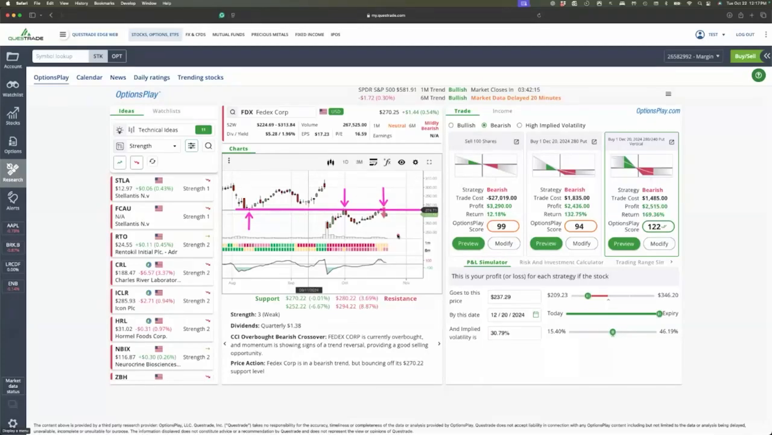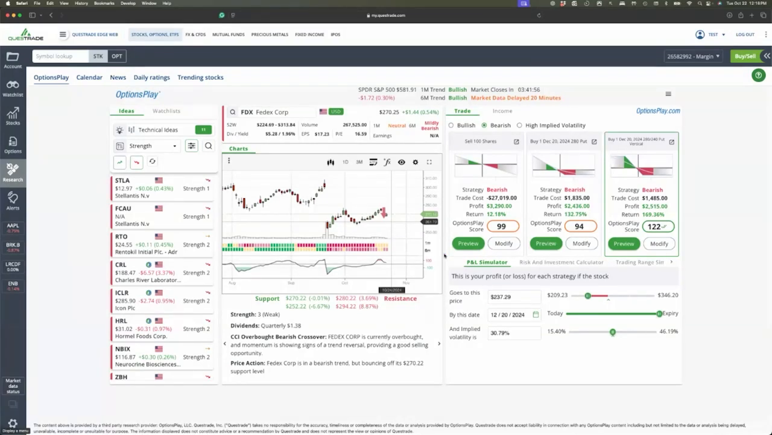So this is just one idea. I took a look at this a few minutes before this show, and wanted to see what if I thought FedEx was going to continue to decline here. What is my view here? What can I do to structure a bearish view here on FedEx?